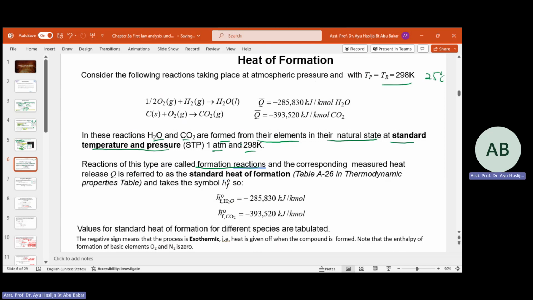So the HF, heat of formation, comes from this reaction. The value generated for heat of formation of water, for example, comes from this reaction. Q is referred to as standard heat of formation, which we always refer to in table A36. Symbol HF. So this one is standard. You can find it from the table. No need to calculate.